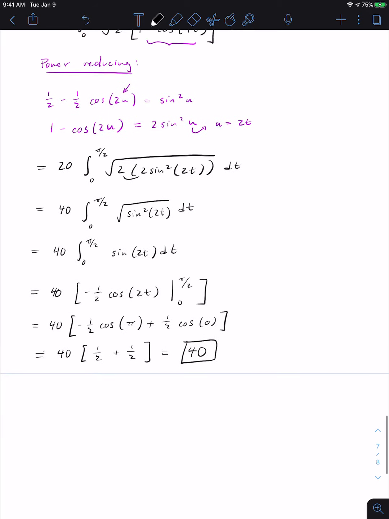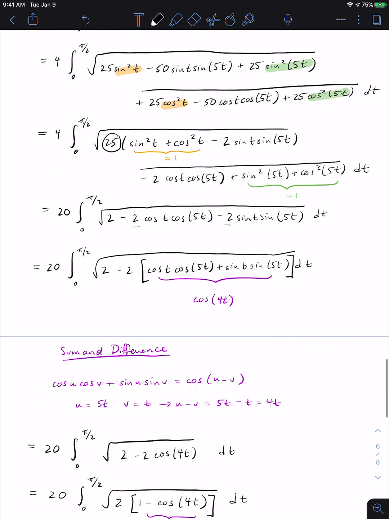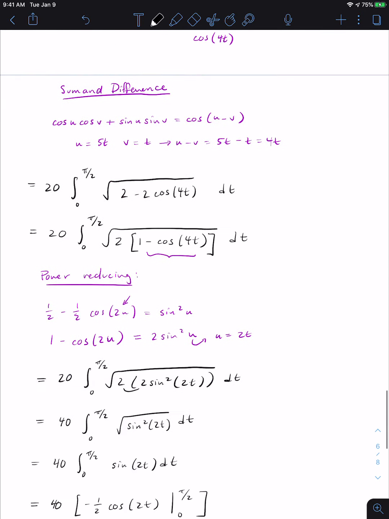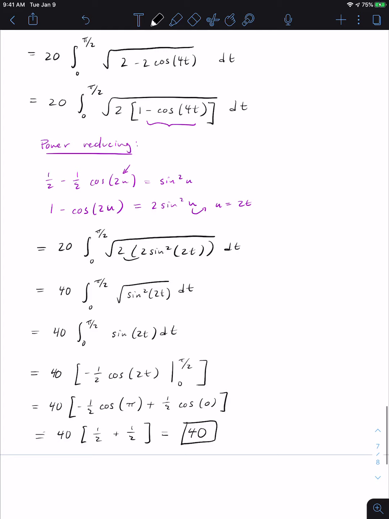And remember, I already multiplied by 4 here when I did all this. So I got all 4 of those clovers for my distance traveled. So this is my final answer. 40 is the distance that I've traveled.